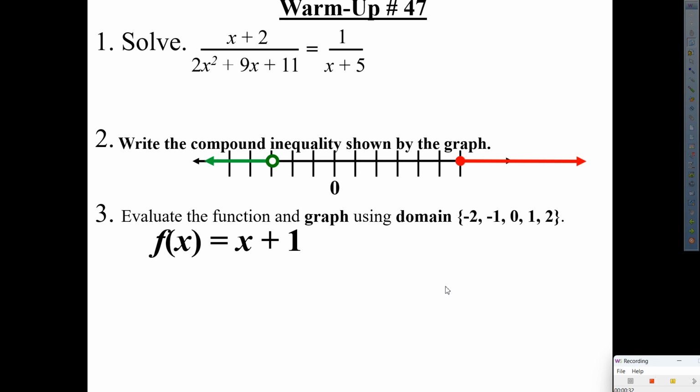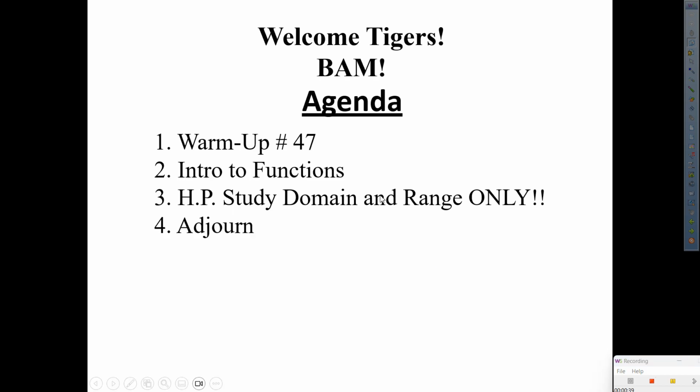All right, so the warm-up is done. Warm-up number 47. Make sure you turn that in. Copy the agenda. Warm-up number 47. Enter two functions. Tonight, study your domain and range.